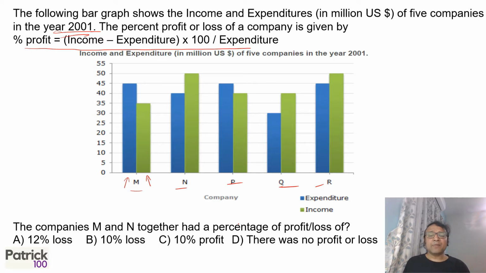Companies M and N together had a percentage of profit of how much? If you look at M and N, you can make out. What I do normally in these cases is count the bars. So company M had a loss of 2 bars. Company N has a profit of 2 bars. So it cancels each other. That means there's no profit, no loss. So D option. When I take bars, I don't have to calculate numbers. I can make it out with bars, which are normally smaller in numbers. So profit of 2 is equal to loss of 2. So it cancels out. So automatically there is no profit, no loss.